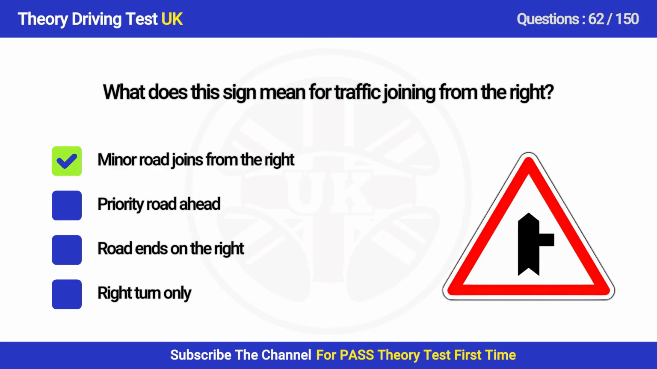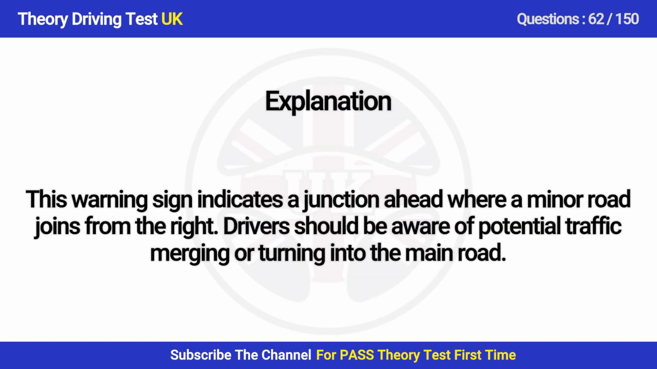Answer is A, minor road joins from the right. This warning sign indicates a junction ahead where a minor road joins from the right. Drivers should be aware of potential traffic merging or turning into the main road.